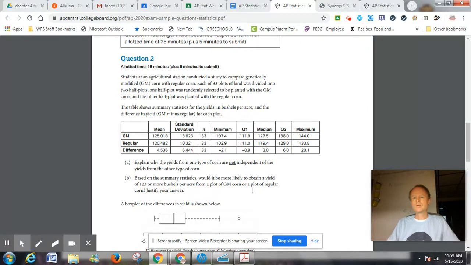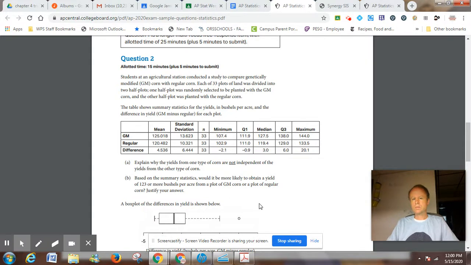So I'm going to go through some possible suggested answers I wrote up. I'm not promising these are perfect, but I think they'll give you a good idea of some of the important concepts here. So question A says, explain why the yields from one type of corn are not independent of the yields from the other type of corn.